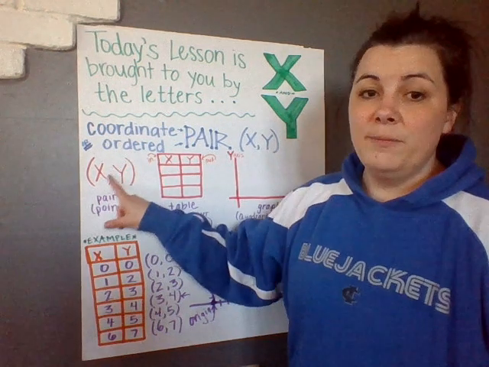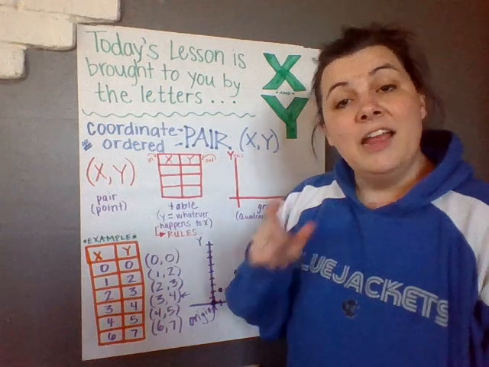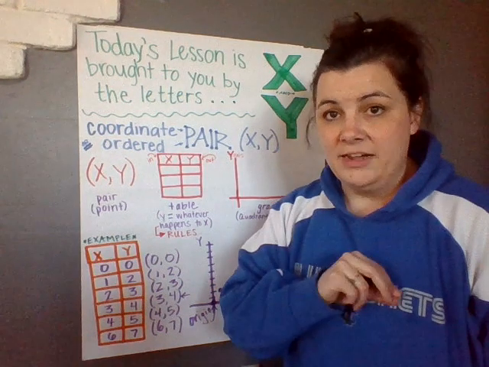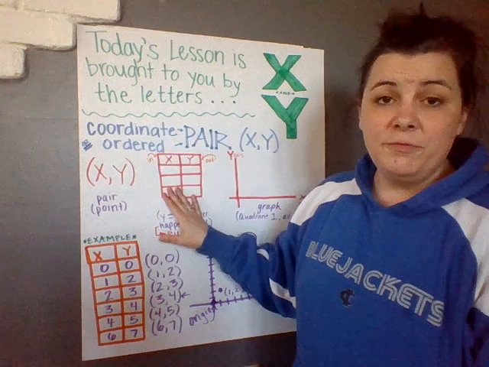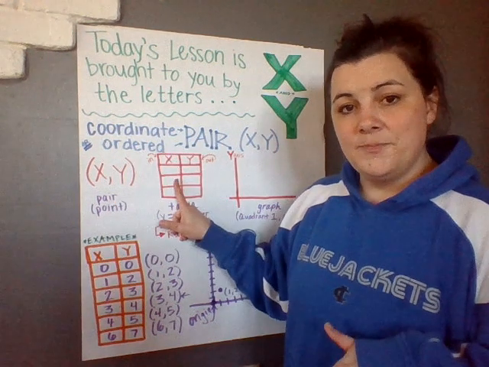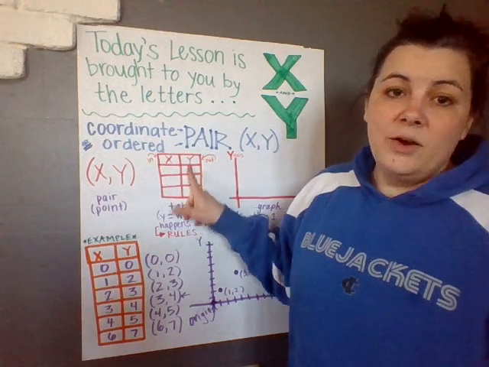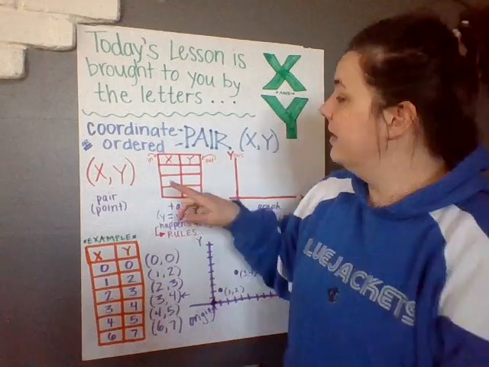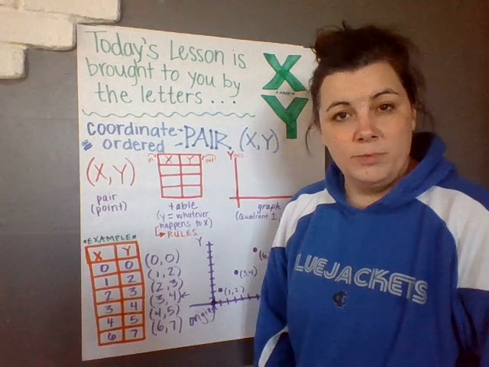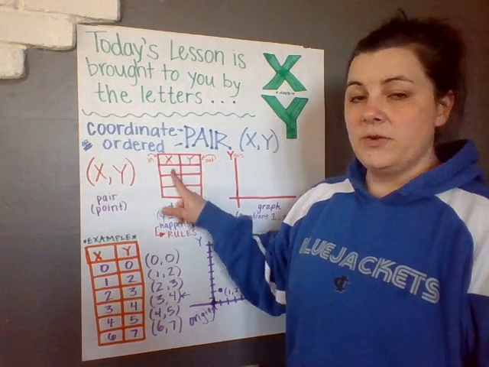So we have a pair or a point of X and Y, and those numbers represent a point on a graph or a point in some data, okay? And it could be on a table. A lot of times our points come from a table. Our X and our Y, it's kind of like a T-chart, and the X is usually what goes in. If you've heard of input or output tables, the X is what's going in.